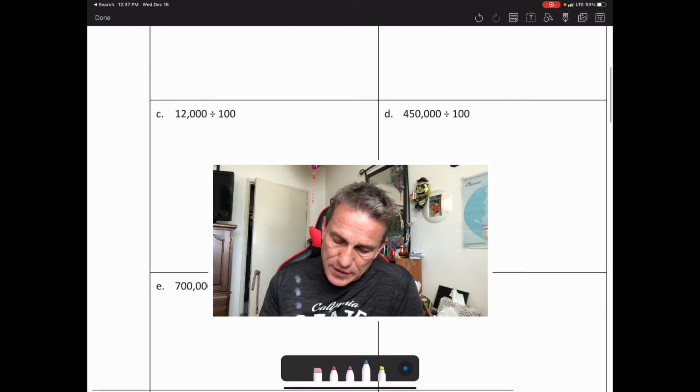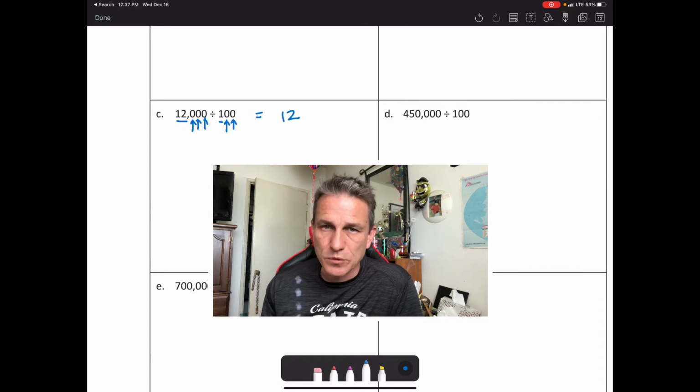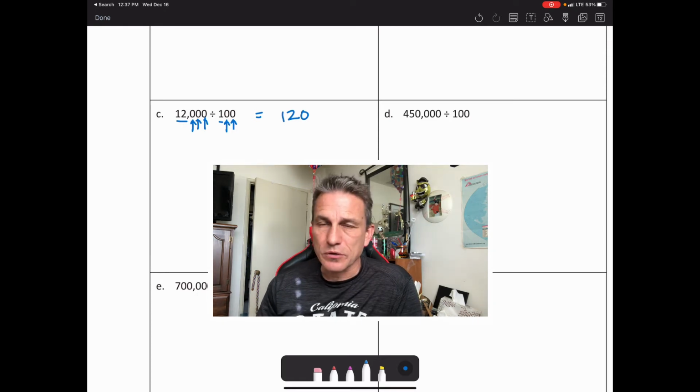Looking at C, 12 divided by 1 equals 12. Now you have 3 zeros in the dividend minus the 2 zeros in the divisor. That leaves you with 1 zero left. So that'll be in your quotient.